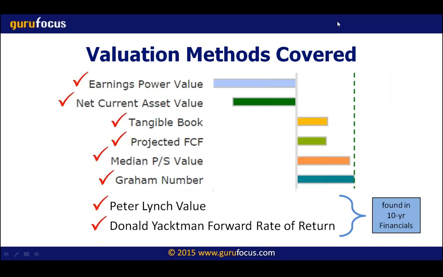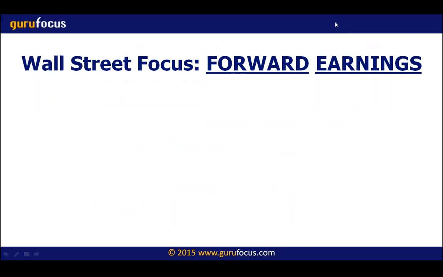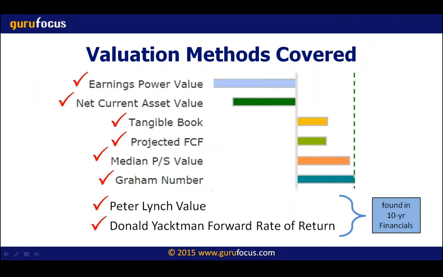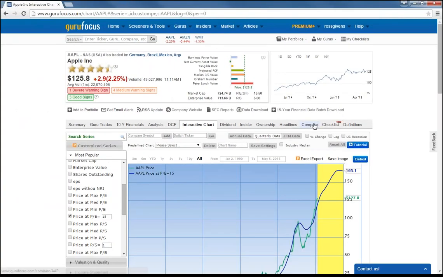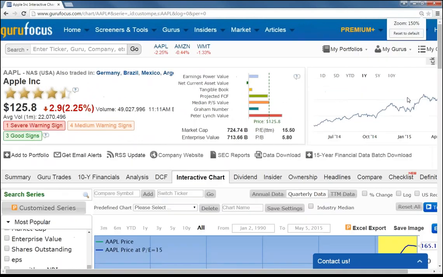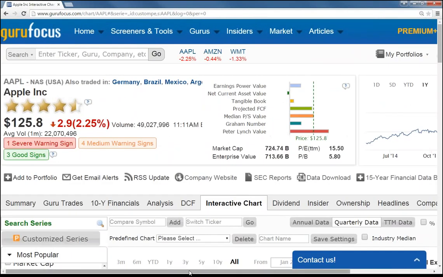Now, what I'd like to do is go live to the website and work through some of this, less theoretical and a little bit more hands-on. Okay, so let's take a look at this really quickly. We go to the GuruFocus site, and let me blow this up so you guys can see it. I'm going to zoom in on the screen. And this is the Apple example we looked at, right?